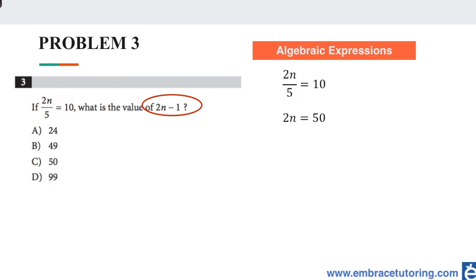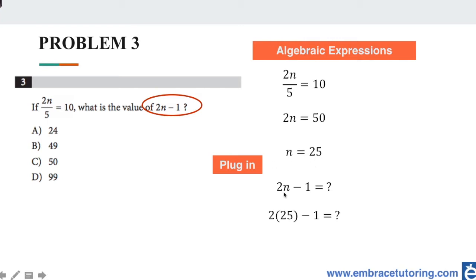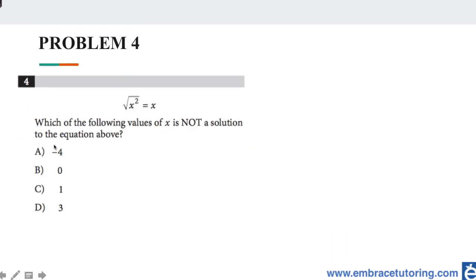I'm then going to divide by 2 on both sides, and I'm going to get n equals 25. And now I'm going to plug this back in, and I'm going to get my 2n minus 1, and remember my n, once again, is going to be 25 here, so I'm going to plug this in, and then I get 2 times 25 minus 1, which will give me 50 minus 1, which will equal 49. So 49 is going to be my best answer, which is B, so 3 is B.